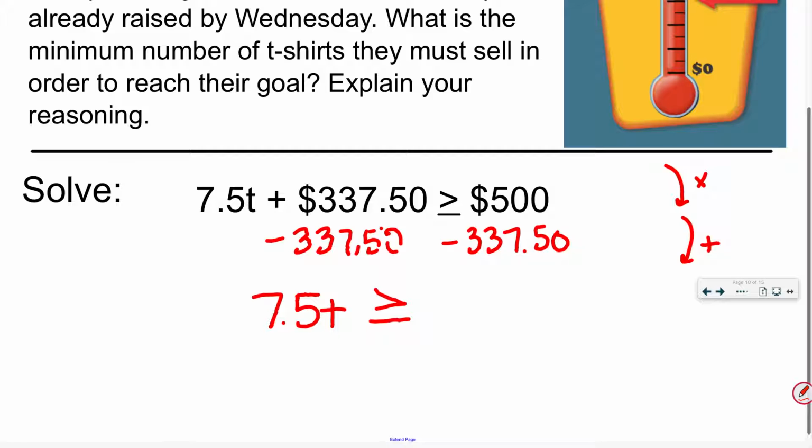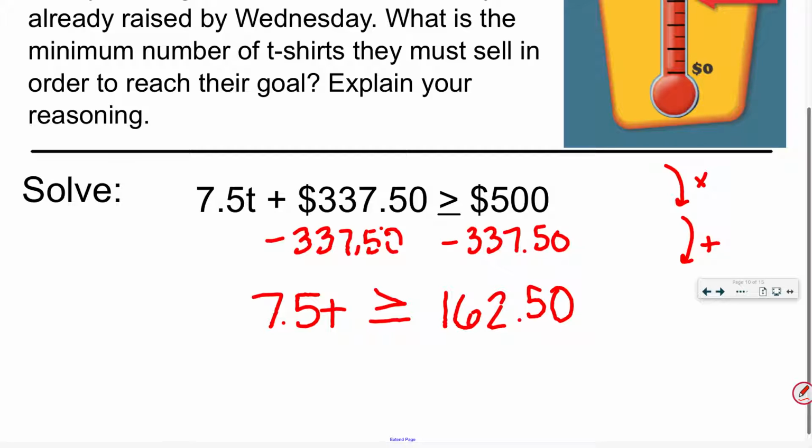500 minus 337.50 is $162.50. Good, so now this makes more sense. Because if we're selling shirts, I don't need to raise 500. I've already raised 337.50. I only need to really earn from this point forward $162.50.